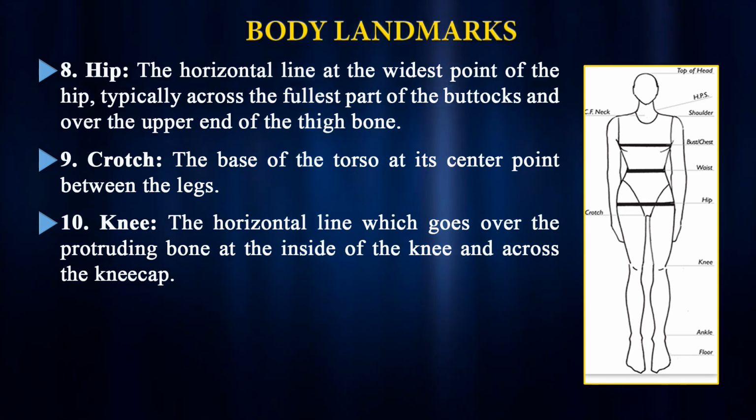Then we have the knee line, the horizontal line which goes over the protruding bone at the inside of the knee and across the kneecap. So this is the knee line.